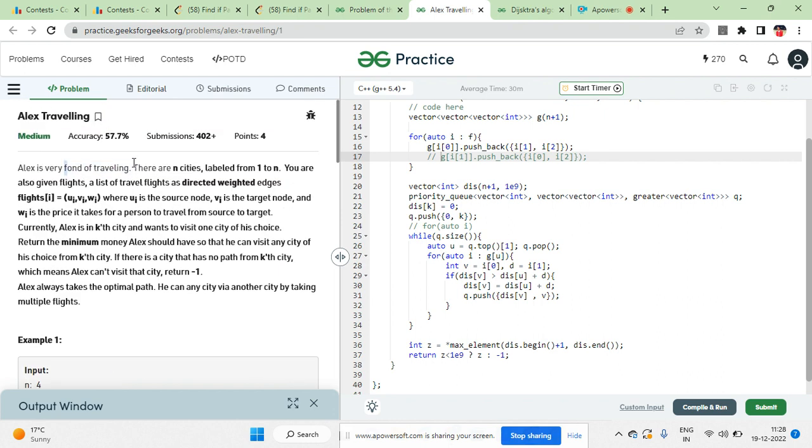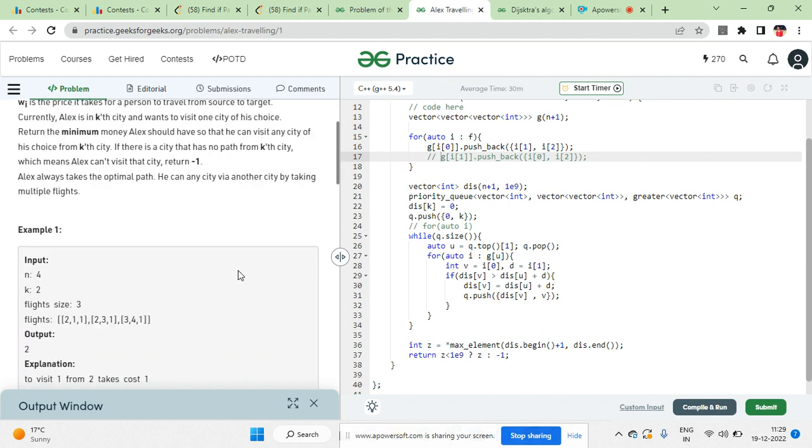So basically, you're fond of traveling, you have been given cities, and you have been given weighted directed edges. This is a flight taking off from here going to here, and the edge cost is basically distance. You are given a target node, and a kth city he wants to visit, one city of his choice. Return the maximum money that he should require to visit any city. That is equal to the maximum money that you require to reach the farthest city.